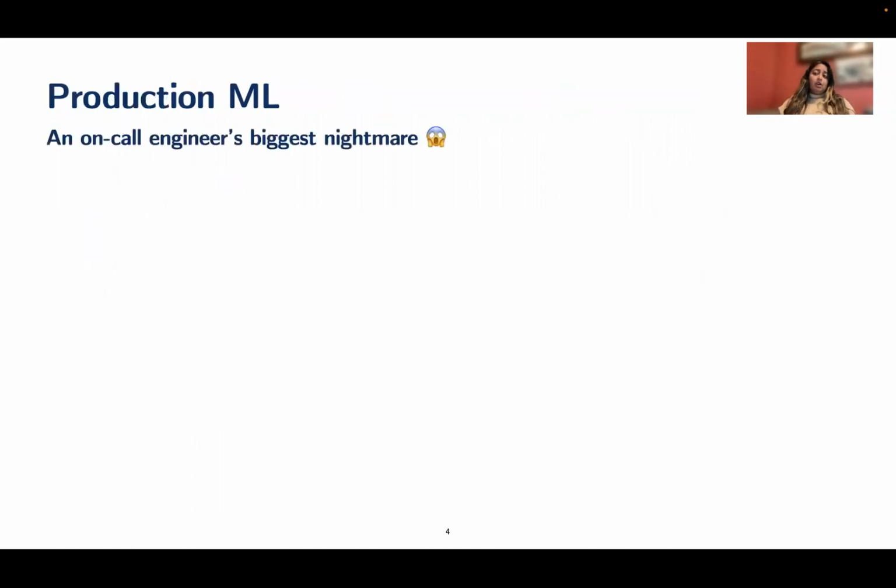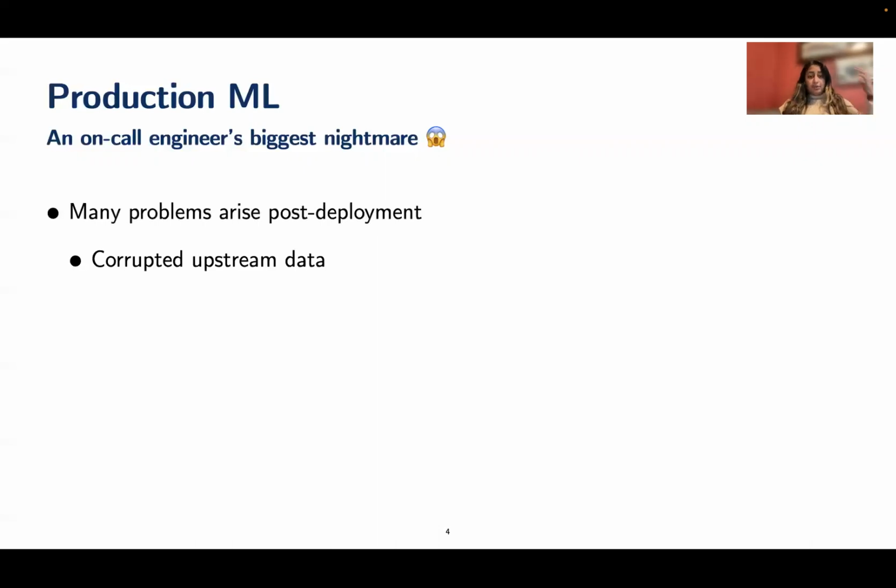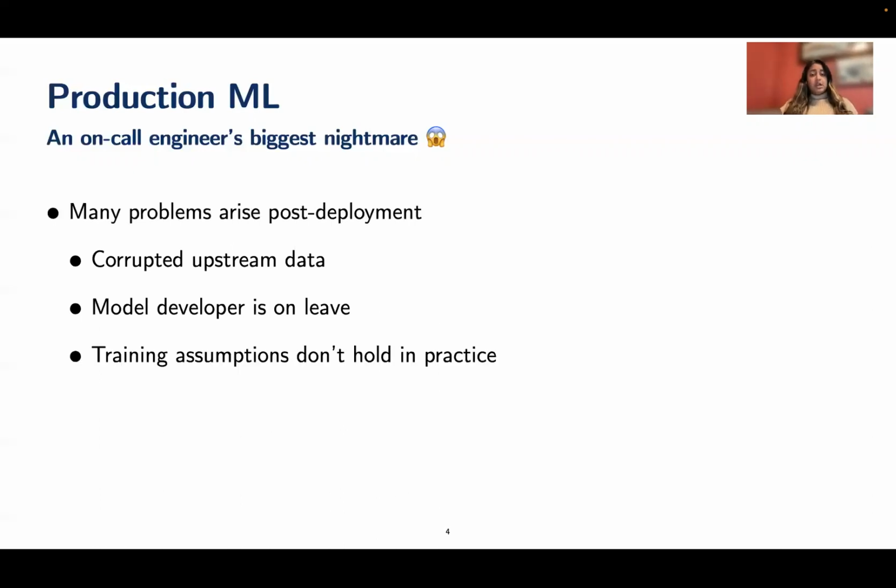Why is observability hard? Well, a lot of things can happen post-deployment, making engineering really, really challenging. Maybe there's some upstream data that's corrupted. Maybe the model developer went on leave and nobody knows how the bespoke ML works. Maybe there are some training assumptions that don't quite hold in practice and more.